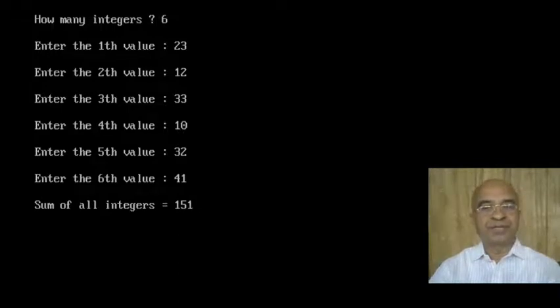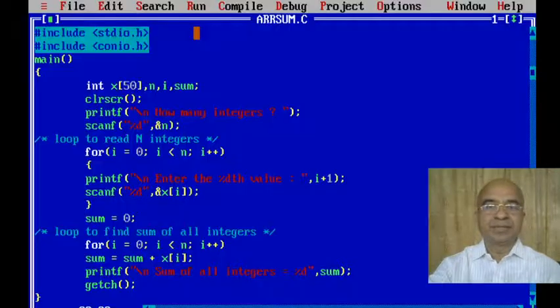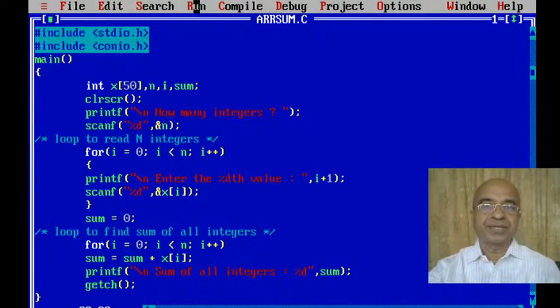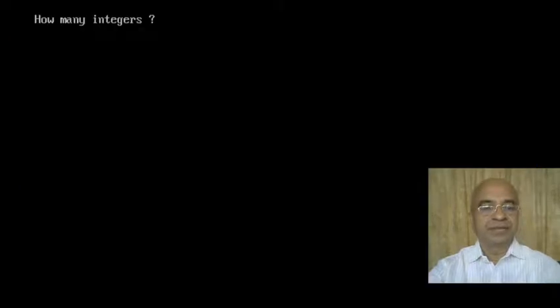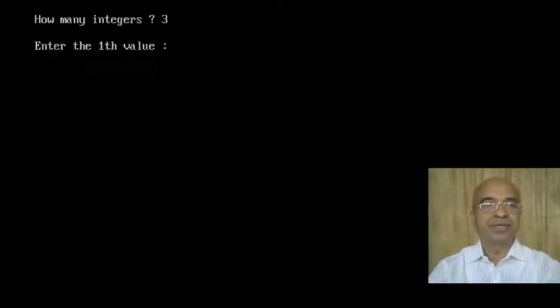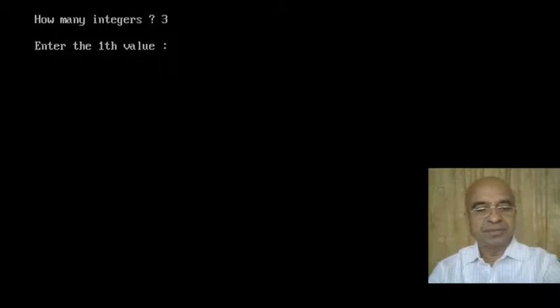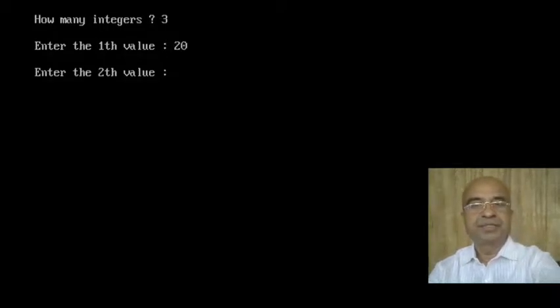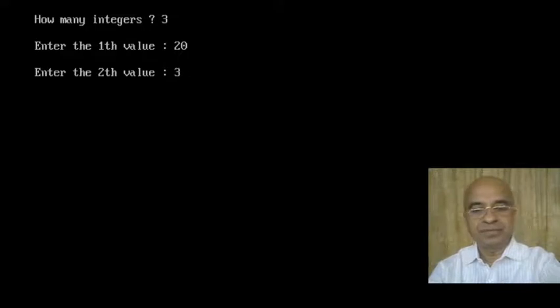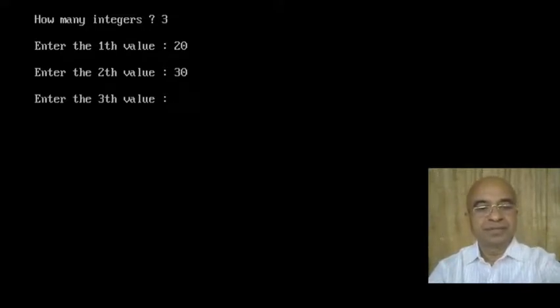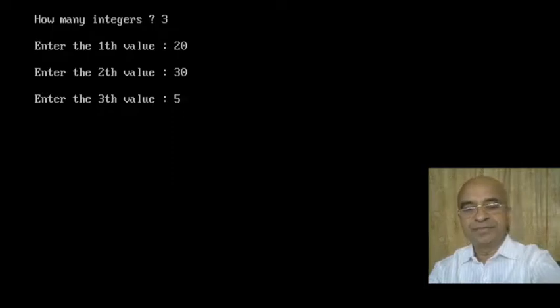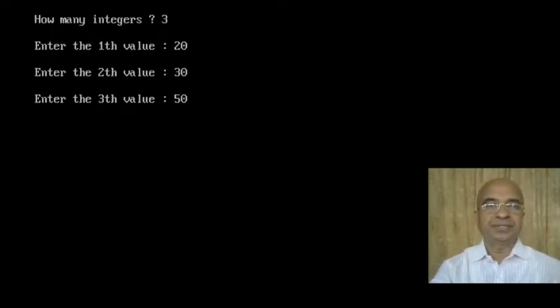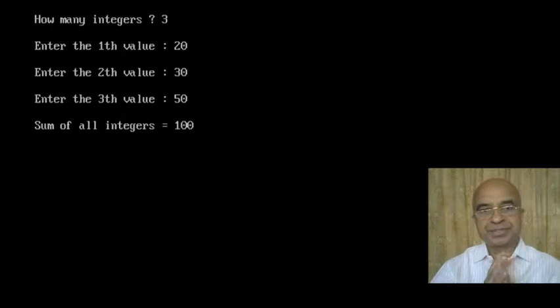Now pressing enter should give the result, the sum of all these integers, 151. Sum of all integers is equal to 151. This is how we get the results. So the sum of array elements is obtained in this program. Let us check once again. Run. How many integers? Let it be 3. Enter the first value 20, second value 30, third value 50. So it should be 100. Sum of all integers is equal to 100.